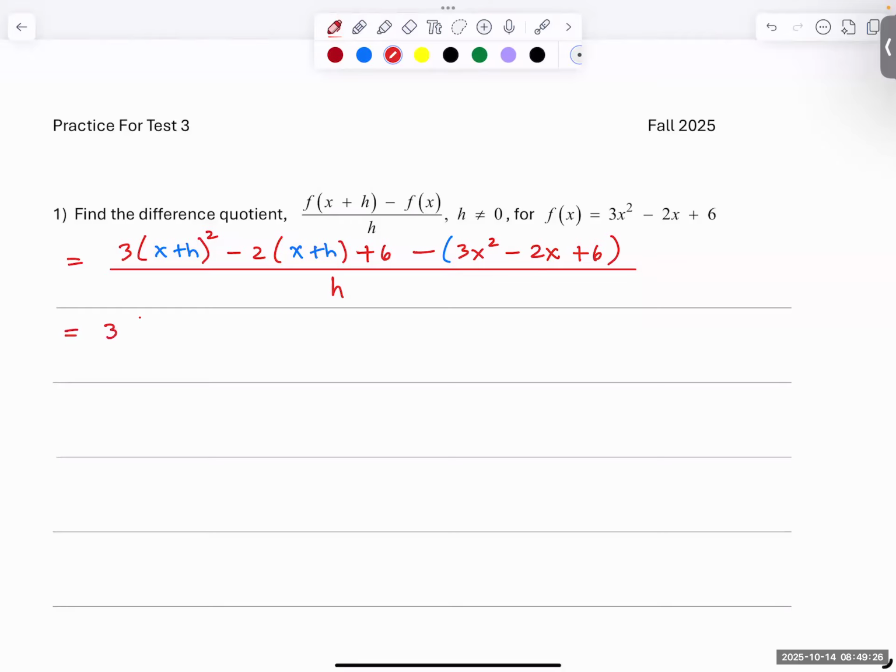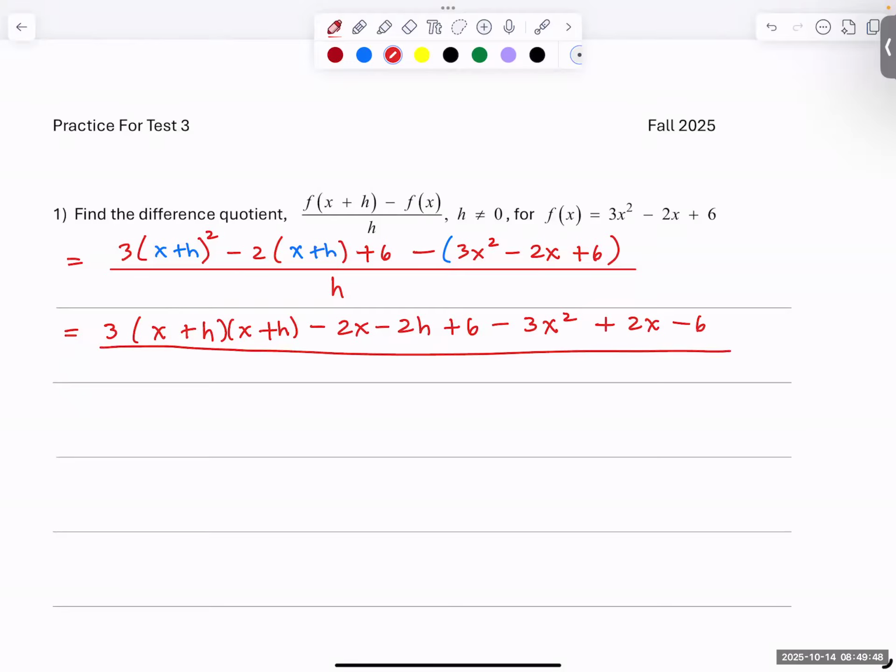To square the binomial, we need to FOIL x plus h times x plus h. Distribute the minus 2 to get minus 2x minus 2h plus 6. Then distribute the minus sign: minus 3x squared plus 2x minus 6, all divided by h.